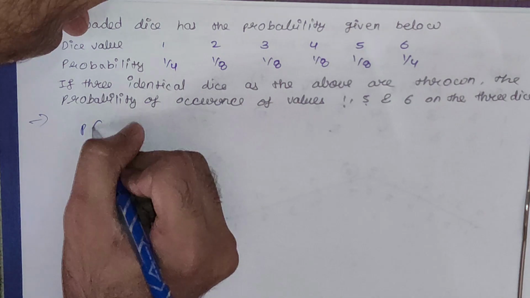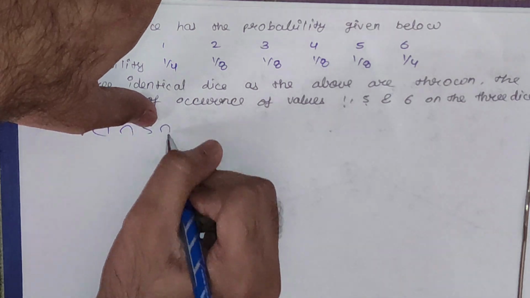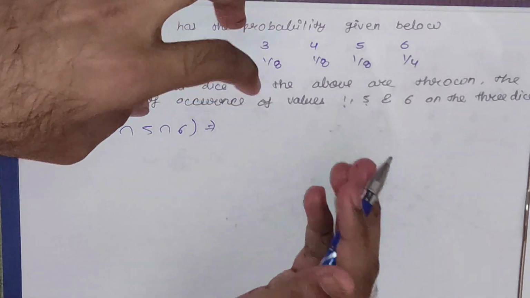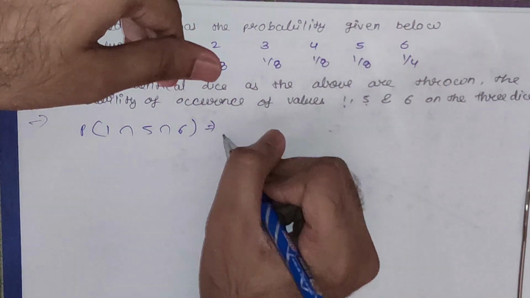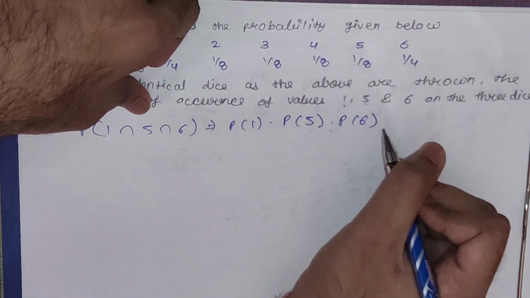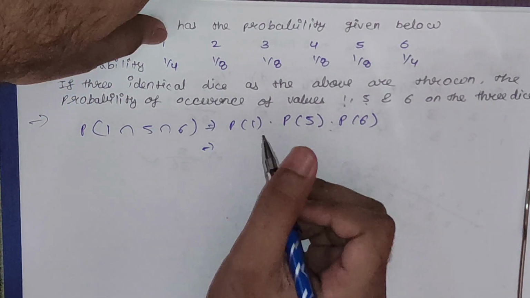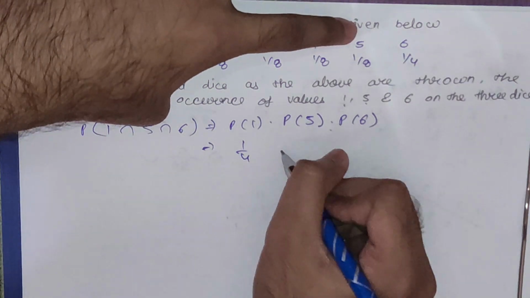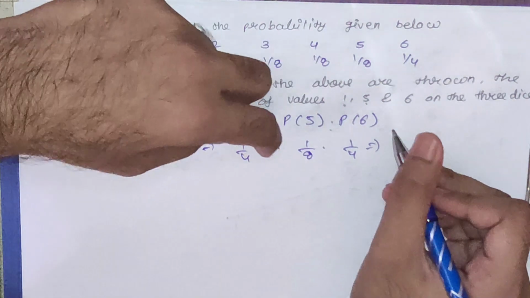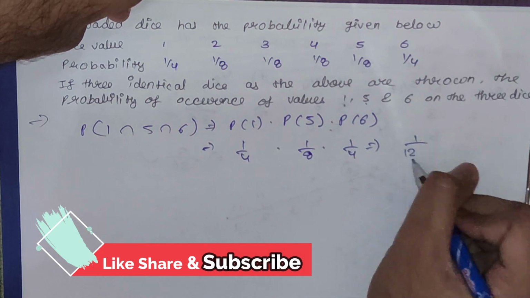So basically the question is asking the probability of 1 in the first die, probability of 5 in the second die and probability of 6 in the third die. Now you can see all these three dice outcomes are independent of one another, so we can write it as probability of 1 multiplied by probability of 5 multiplied by probability of 6, since these dice are independent of one another. Now we know the probability of 1 is 1 by 4, probability of 5 is 1 by 8, probability of 6 is 1 by 4. So multiply it to get your answer. 4 4s are 16, 16 8s are 128. So the answer will be 1 upon 128.